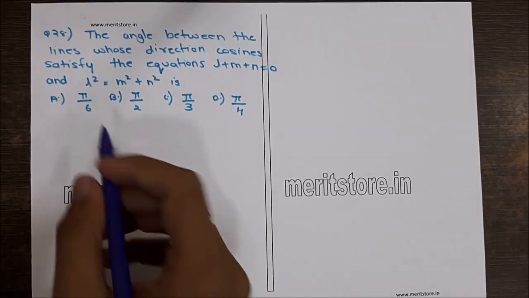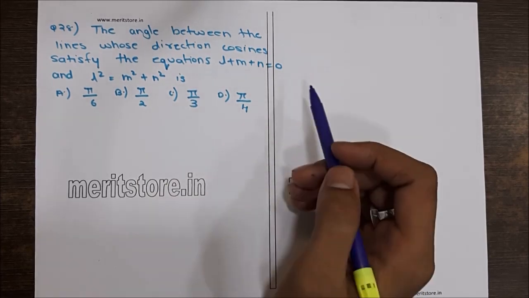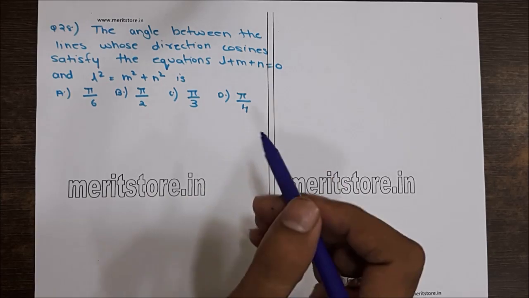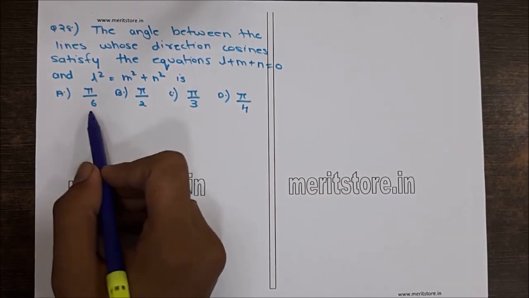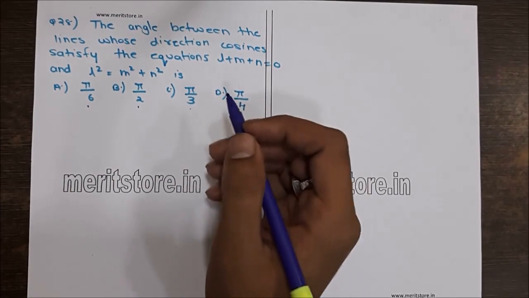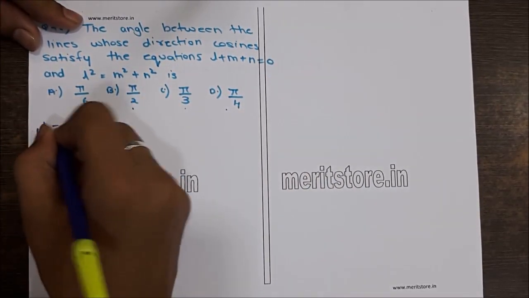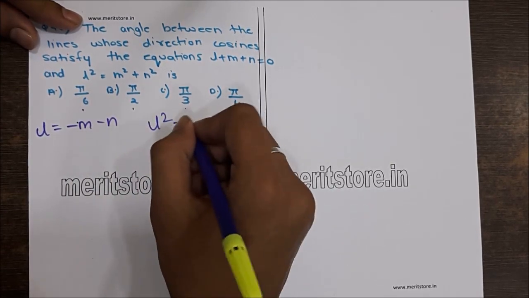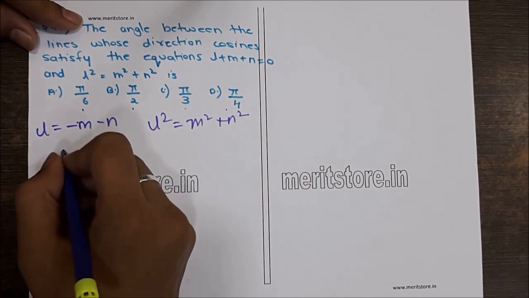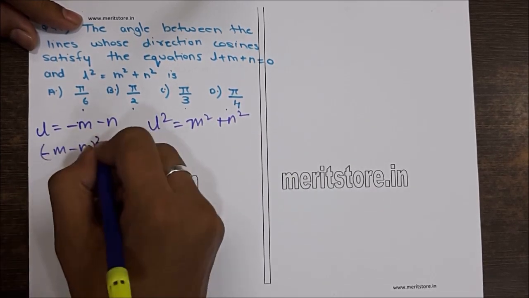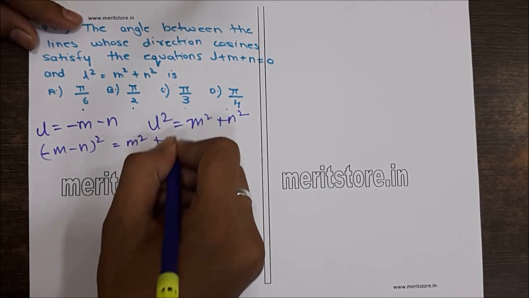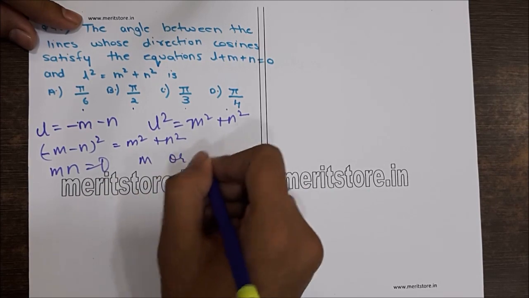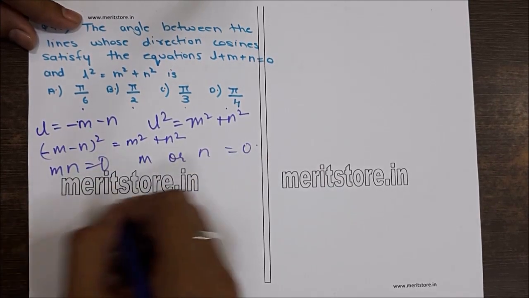Question number 28. The angle between the lines whose direction cosines satisfy the equation l plus m plus n is equal to 0 and l square is equal to m square plus n square is pi by 6, pi by 2, pi by 3 or pi by 4. Now putting l is equal to minus m minus n in the equation l square is equal to m square plus n square, we'll get (minus m minus n) the whole square is equal to m square plus n square. Now we'll get mn is equal to 0. So either of m or n is equal to 0. So now let's take it one by one.